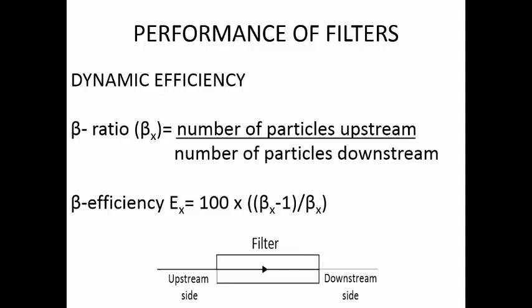Now we will see what is beta efficiency. If you are having 100 particles on the upstream side and 1 particle on the downstream side, the beta ratio will be equal to 100 divided by 1, that is equal to 100.